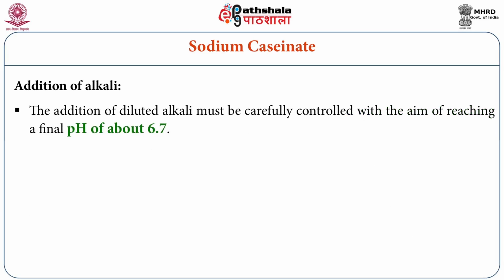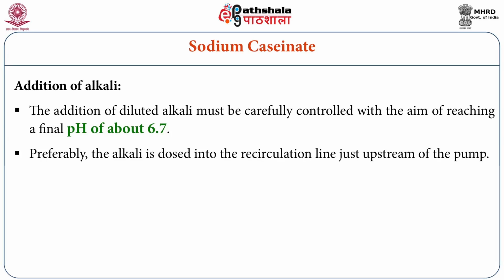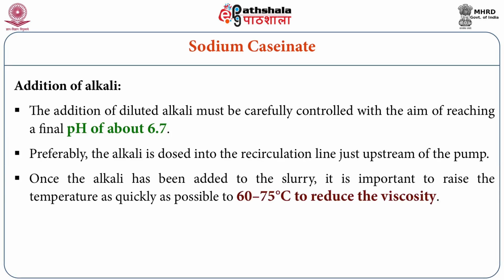The addition of diluted alkali must be carefully controlled with the aim of reaching a pH of about 6.7. Preferably, the alkali is dosed into the recirculation line just upstream of the pump. Once the alkali has been added to the slurry, it is important to raise the temperature as quickly as possible to 60 to 75 degrees Celsius to reduce the viscosity of the alkali and casein mixture.